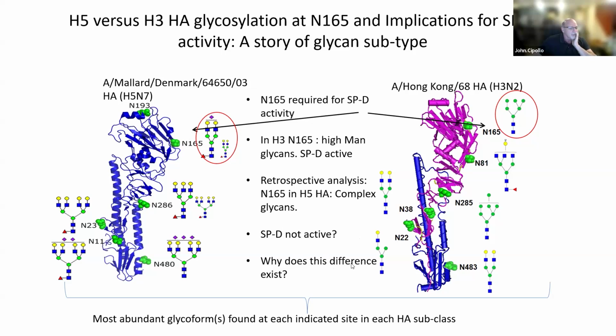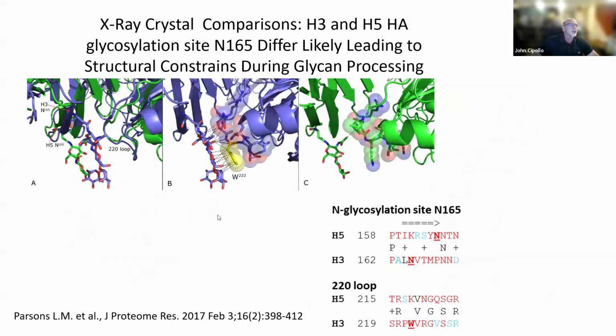And where does the difference exist across these different avian strains? Because this would obviously be a concern as a possible pathogenic marker.